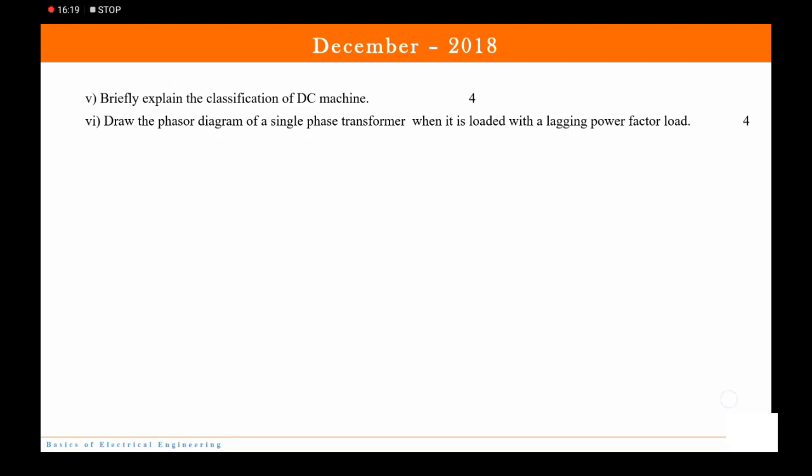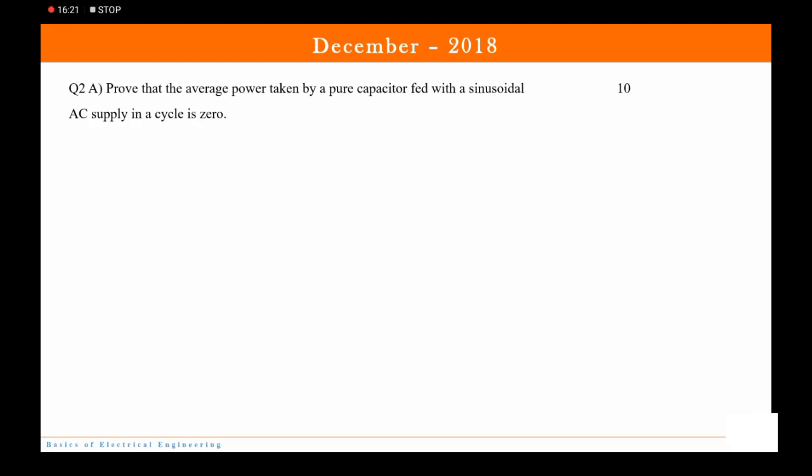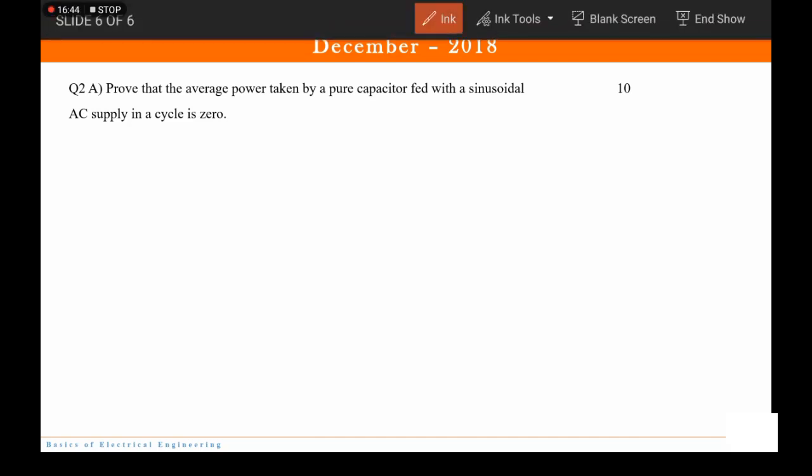Fine. So let us go to the next question. Now question number 1 is complete. So it was for 20 marks. Fine. So let us see now what is our second question. Second question, again A part, it has been asked for 10 marks. Prove that the average power taken by the pure capacitor fed by a sinusoidal AC supply in a cycle is 0.